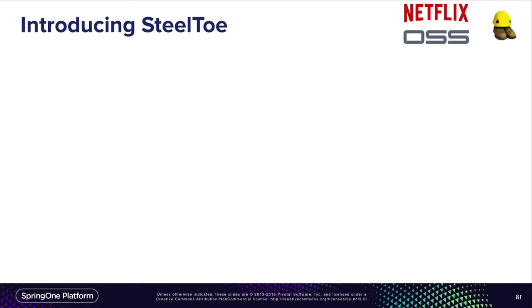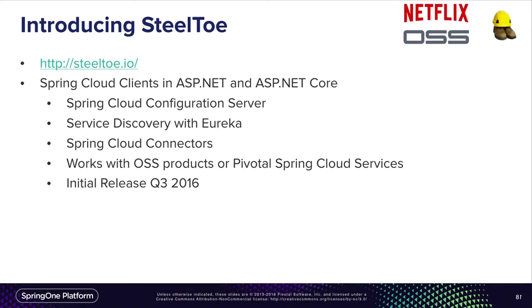There's an open source project for .NET called Steeltoe that provides .NET clients for Netflix OSS and Spring Cloud services. So what we get for free in Steeltoe is a client for Spring Cloud Config Server, and the ability to discover and register with service discovery in Eureka. We have some convenience wrappers around configuration for Spring Cloud connectors. And this client will work either with the straight out of GitHub Netflix OSS or with Spring Cloud services inside your PCF foundation.